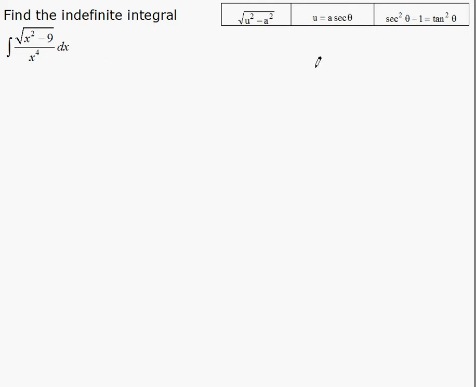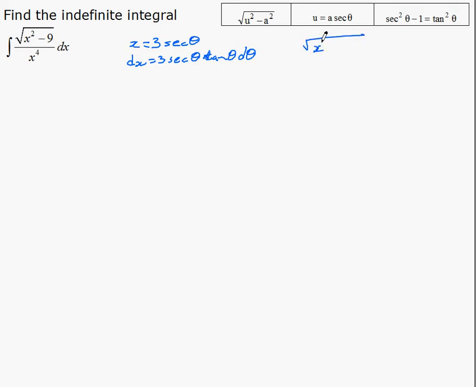So we're going to say x is equal to 3 secant theta, which means dx is equal to 3 secant theta tan theta d theta. That's the derivative of secant. So we have x and dx, we can substitute those in.